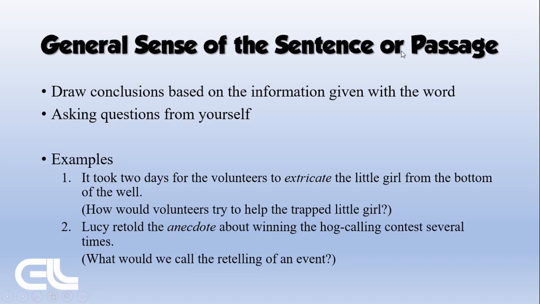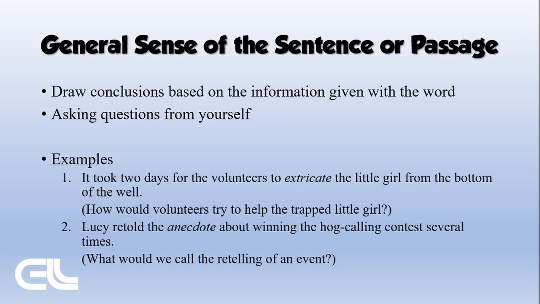So the general sense of the sentence or passage, meaning the common sense of a sentence, also tells you the meaning of a difficult word present in that particular sentence. It draws conclusions based on the information given with the word, and eventually you will ask yourself how this is happening in this particular sentence, why this is happening, and what kind of things will be present here. So, for example: it took 2 days for the volunteers to extricate the little girl from the bottom of the well. So you will ask questions of yourself. Extricate here is a difficult or unknown word.